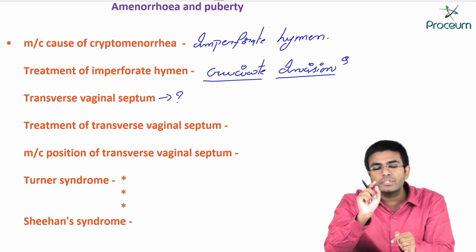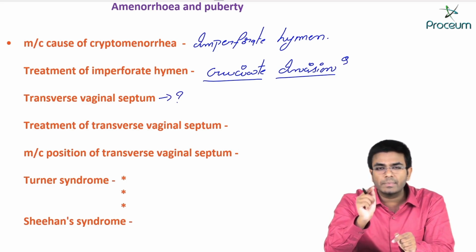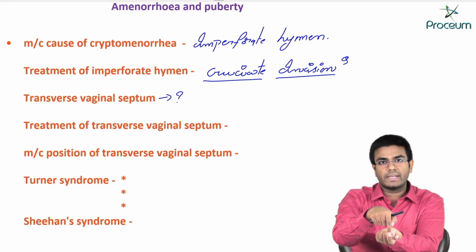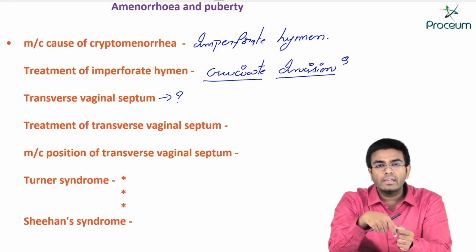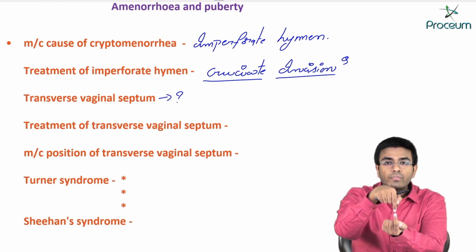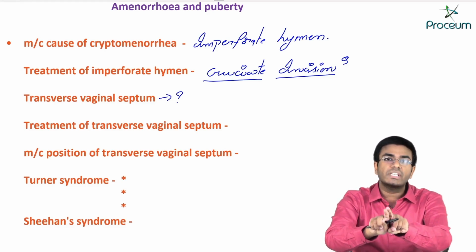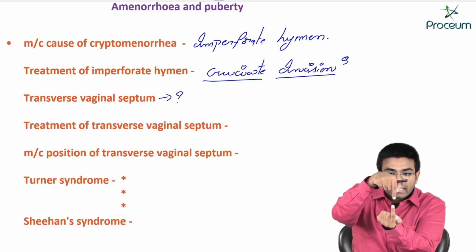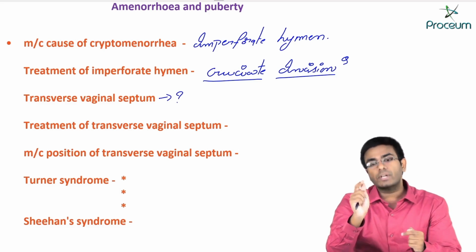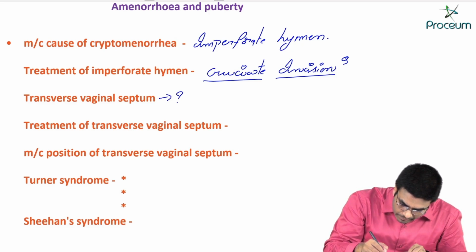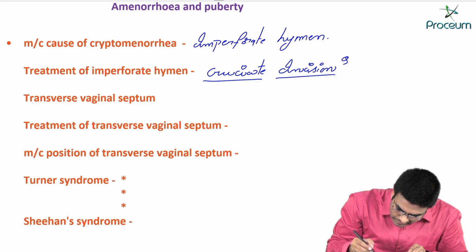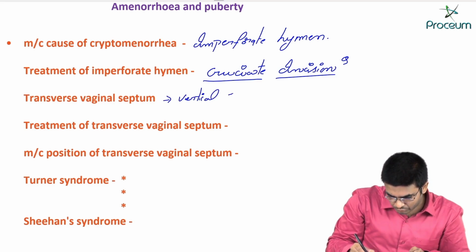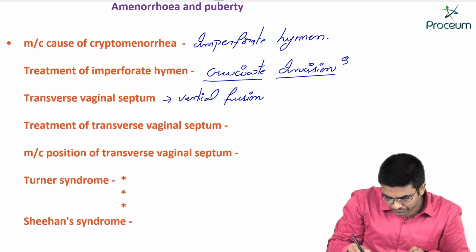So the first important MCQ they will ask: transverse vaginal septum is due to vertical fusion defects. In the embryology of the female reproductive tract, we will be mainly dealing with vertical fusion defects and lateral fusion defects. So this transverse vaginal septum is a vertical fusion defect. Very, very important MCQ. Transverse vaginal septum, let me write it here, is a vertical fusion defect.